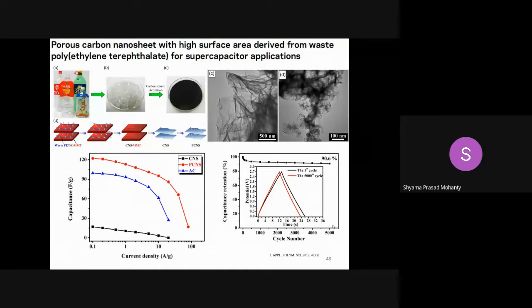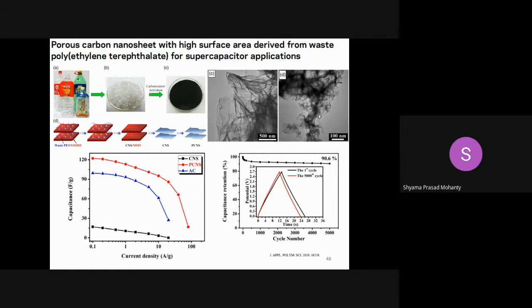Then we have this plastic waste, which has been derived from polyethylene terephthalate. So PET waste was utilized along with organically modified clay, and it was heated. Then this kind of carbon nanoseeds were prepared. They were treated with potassium hydroxide to get porous carbon nanoseeds. So these are the carbon nanoseeds, and these are the TEM images of porous carbon nanoseeds.